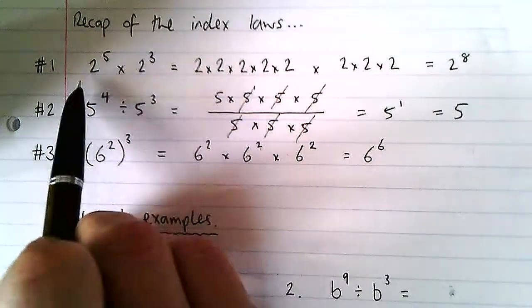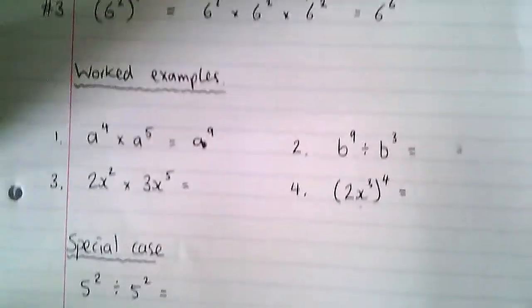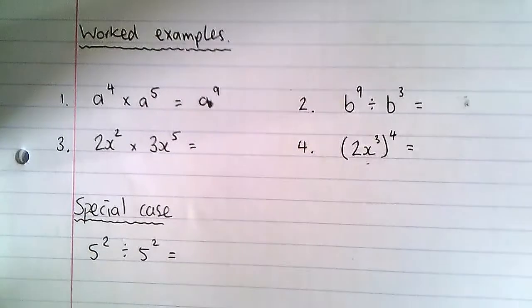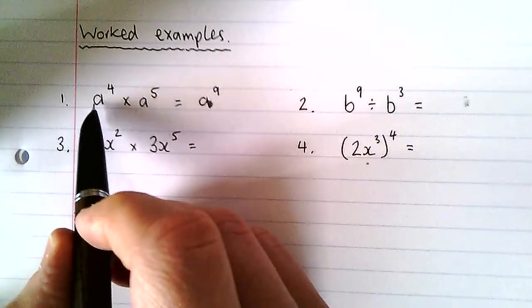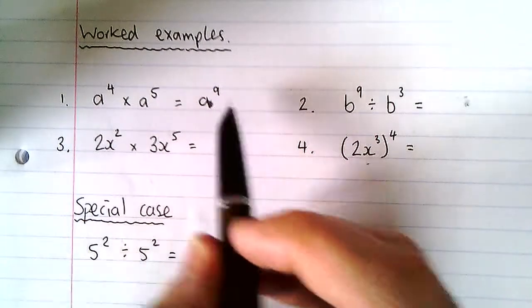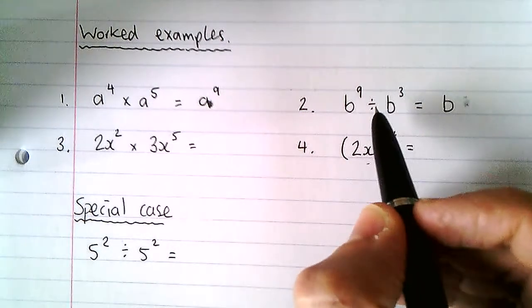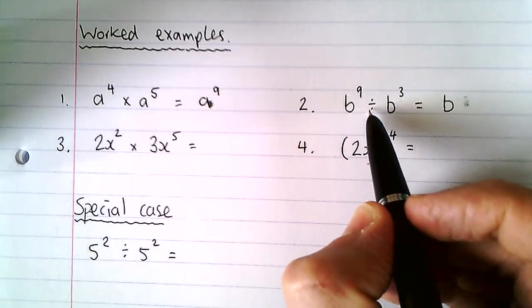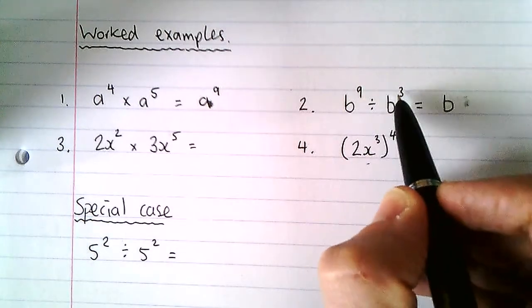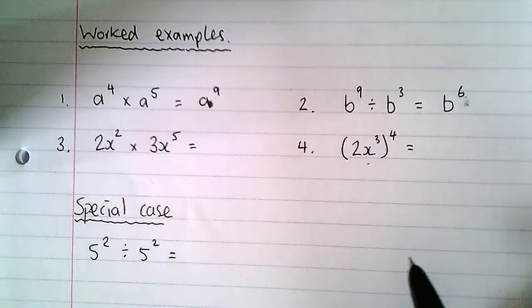So that 2 there was the base, it stays as a 2. Same thing here. The base was an A, it stays as an A. Here the base is a B, it stays a B. So then we look to our rule, it's division, so that means we're going to take away. So 9 take away 3 is 6, this one here is B to the 6.